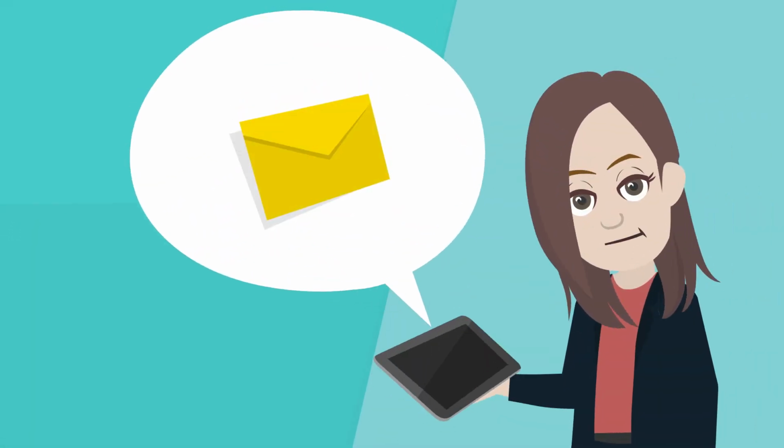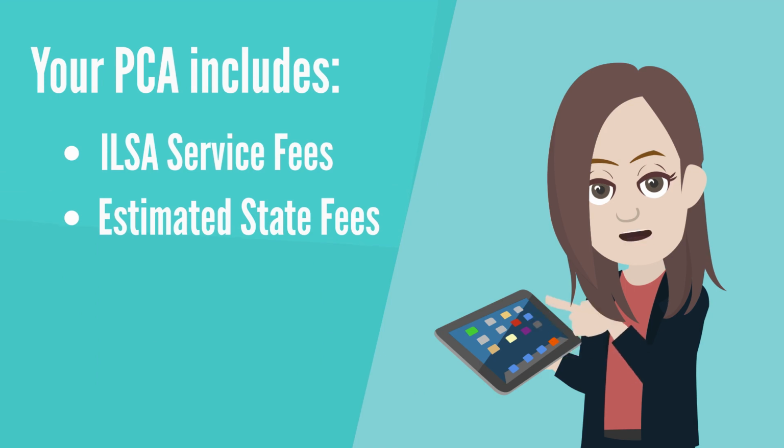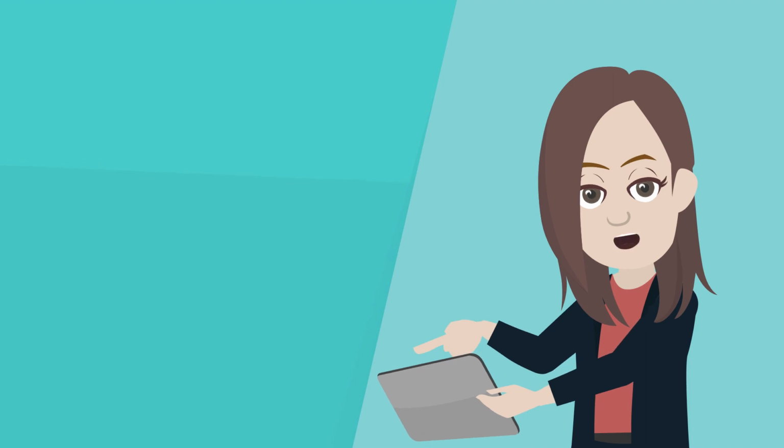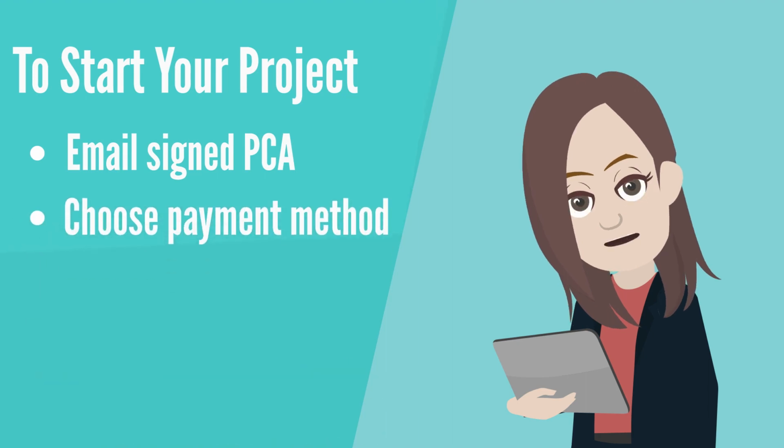When planning your initial project, you likely received an Initial Project Cost Analysis, or PCA. PCAs list the ILSA service fees and estimated state fees for licensing and compliance projects. Anytime you request a project, such as a new license, you will receive a PCA to fund that project. Sign the PCA and email it back to us, along with your preferred payment method.